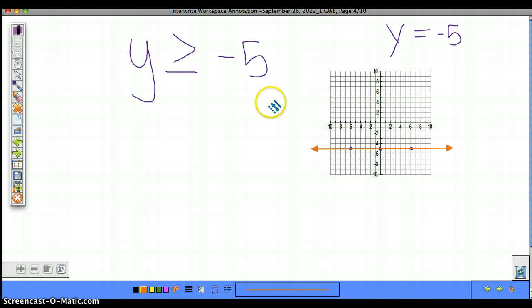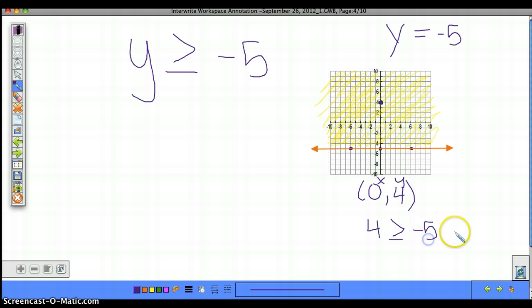Now I have to figure out where to shade. I want everything greater than -5. So if we look at our y-axis here, it is getting bigger as you go up. So I'm going to shade everything bigger than -5. Now to check my shading, I'm going to pick a point, any point. I'm going to pick (0, 4). I should be able to plug this in and it should work. Sure enough, 4 is greater than or equal to -5, so it works.